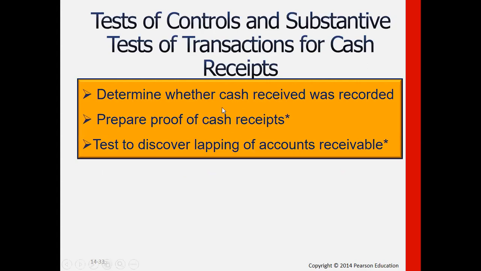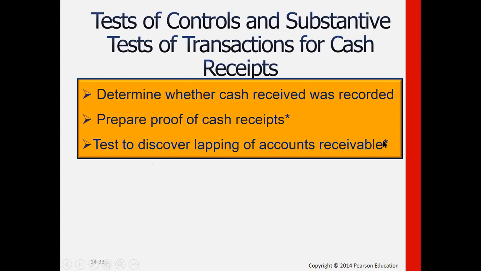In this case, for the TOC and the STT, so when I say TOC, I mean test of controls, and STT, substantive test of transactions. We have to determine whether cash received was recorded. So any receipt is recorded. Then we have to prepare the proof of cash receipts. This is like a to-date bank reconciliation. So just to check if ever we are balanced at the end of two dates or months, for example.